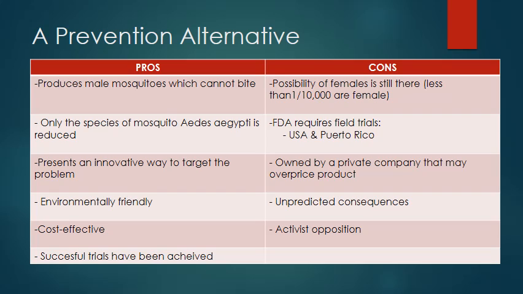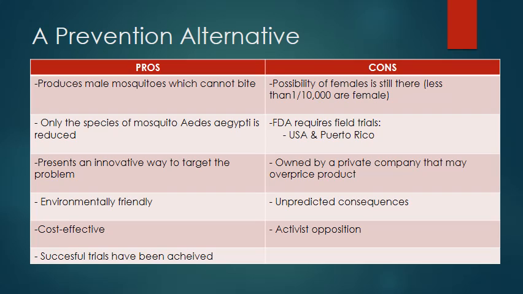Now let's look at the cons. Although they focus on making male mosquitoes, they cannot fully guarantee that 100% will be male. It was said in an interview by one of Oxitec's representatives that 1 in 10,000 could be female. One of the most important cons to this is that there is still much research to be done in order to get FDA approval and to consequently perfect the method in order to avoid any unforeseen circumstances.